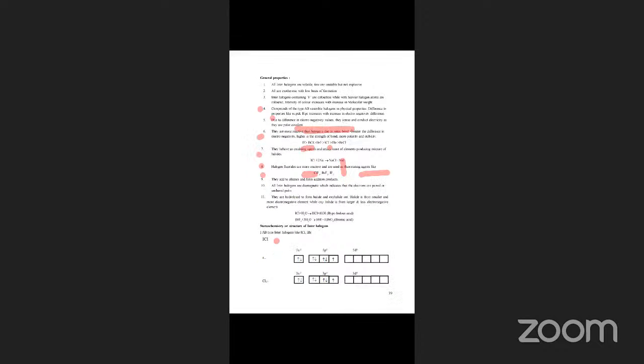In the exam, you have to write 4 to 5 points. Okay, interhalogens.